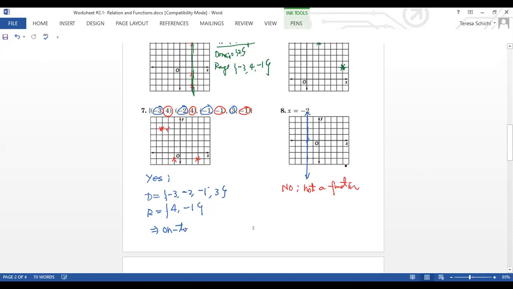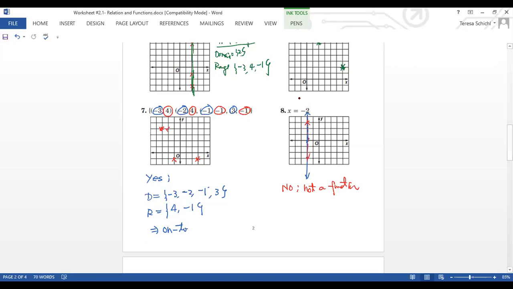Why? Because it failed the vertical line test. If you put a vertical line here, it has so many points on the vertical line. Remember, if it's a function, it has to pass the vertical line test. So this is not a function.